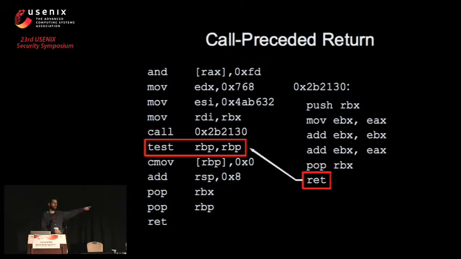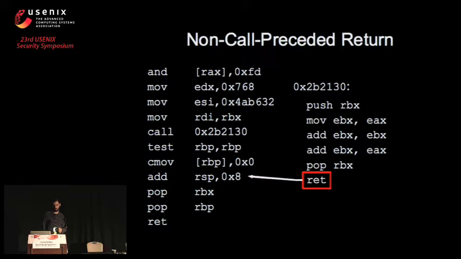So I'm going to say that this test is call preceded. The instruction preceding the test is a call. It makes sense for this return to happen. The return has to be able to go back to this test in order for the program to function correctly. If this return were to instead target this add instruction, that would not make sense. The instruction preceding is not a call. This add is not call preceded.